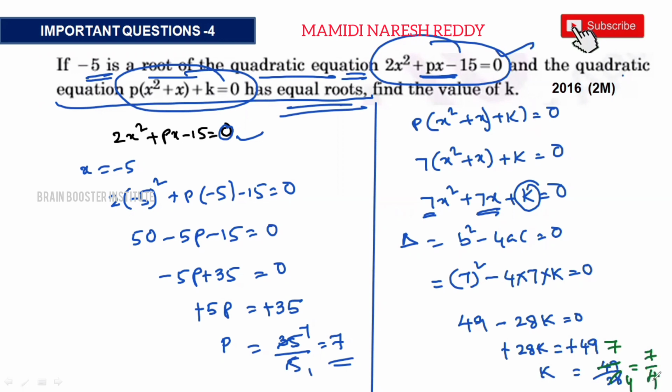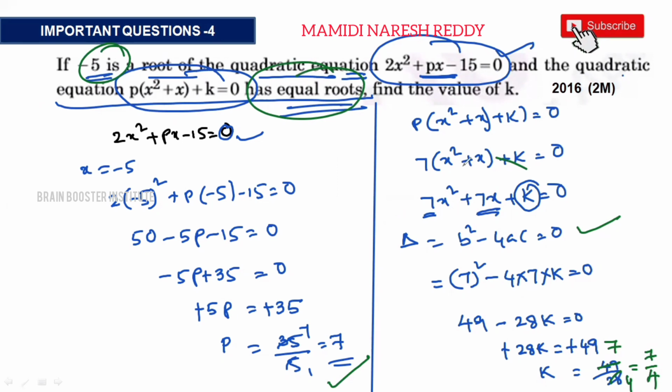Got it? So this is the complete equation, my friends. By using the earlier equation, we found the p value, that is 7. And by substituting the p value and using the strategy of equal roots, we took its discriminant equal to 0 and substituting all the values, we got the k value as 7/4. So this is the problem, my friends. I hope you understand. Please practice more and more; definitely these types of problems will come.